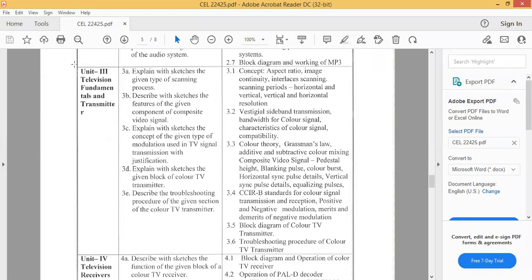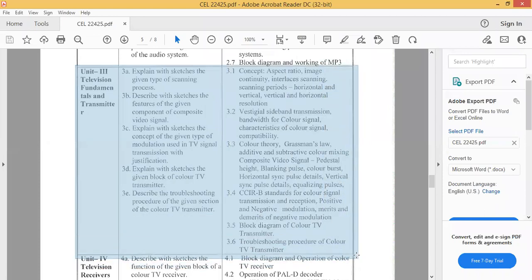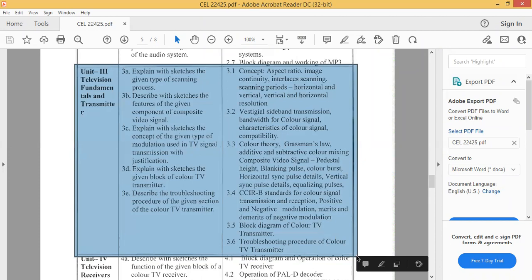Unit number 3 is TV fundamentals and transmitter. So concept, how actually TV is manufactured, that concept you have to learn.